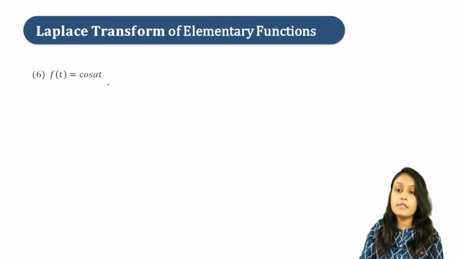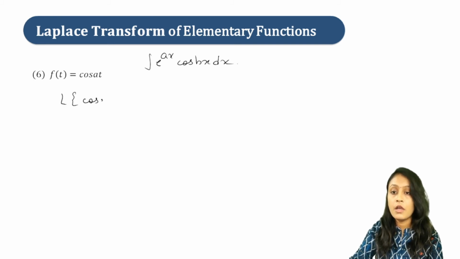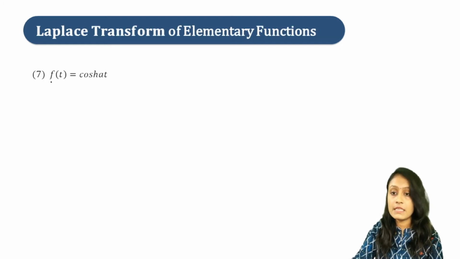Now we'll find the Laplace transform of cos at. As we have solved for sin at, we can similarly solve for cos at. We have to use the formula for the integration of e raised to ax cos bx, which I have already written. Apply this formula and simplify, so you will get the Laplace transform of cos at as s upon s square plus a square. Again you have to remember this formula to solve the examples.